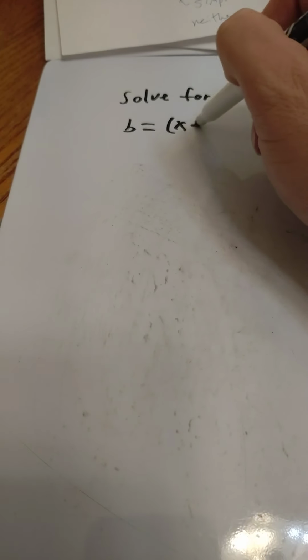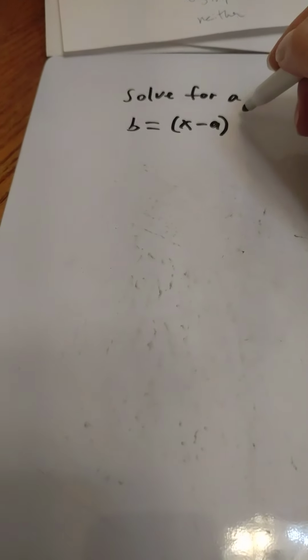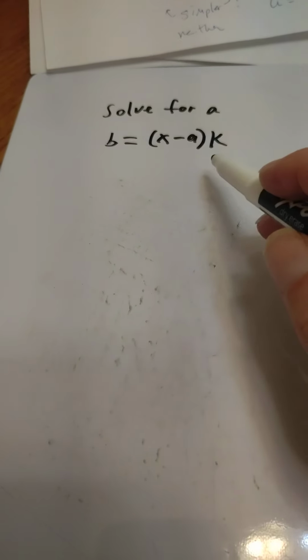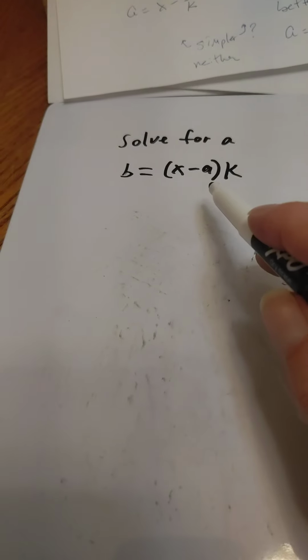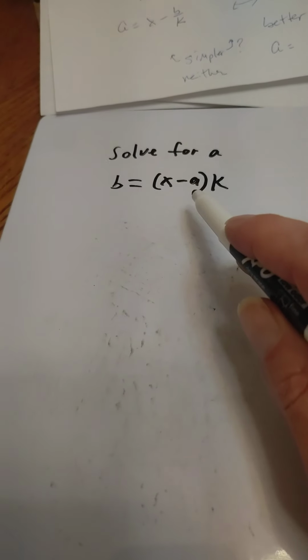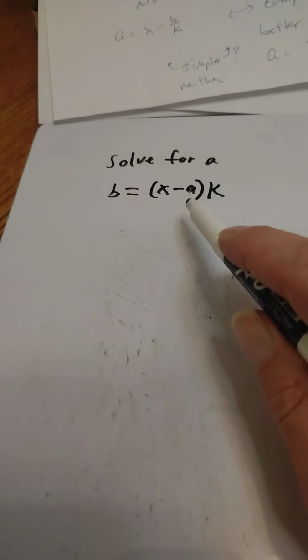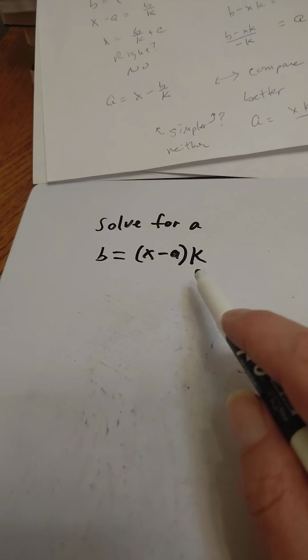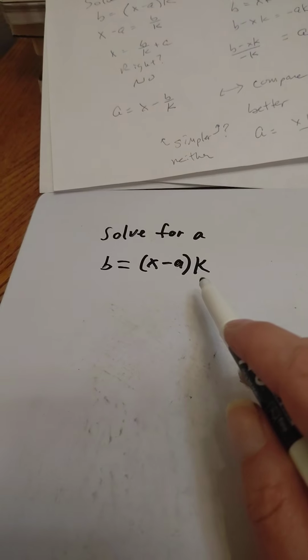And we got this equation. B equals the quantity x minus a times k. So that's a multiplication there, this whole quantity times k. We want to solve for that a right there, so we want to get that all by itself. And it seems like a tall order. This k is in the way. So let's get rid of that k by dividing both sides by k.